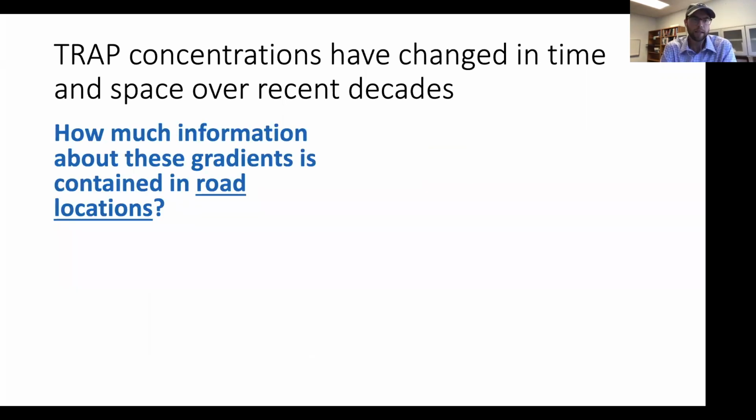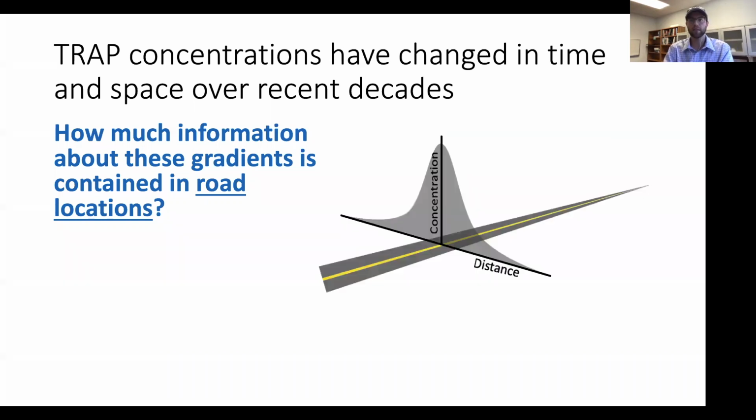So it's led to some questions. First, how much information about the gradients in TRAP is contained in simply where roads are located? These EPI and EJ studies have used road proximity. How much information is there? Just thinking schematically about this, if you're driving along a road going in this direction, you might assume that closest to the road, or even on the road, you'd see the highest concentrations. These would fall off as you got further and further away from the road.